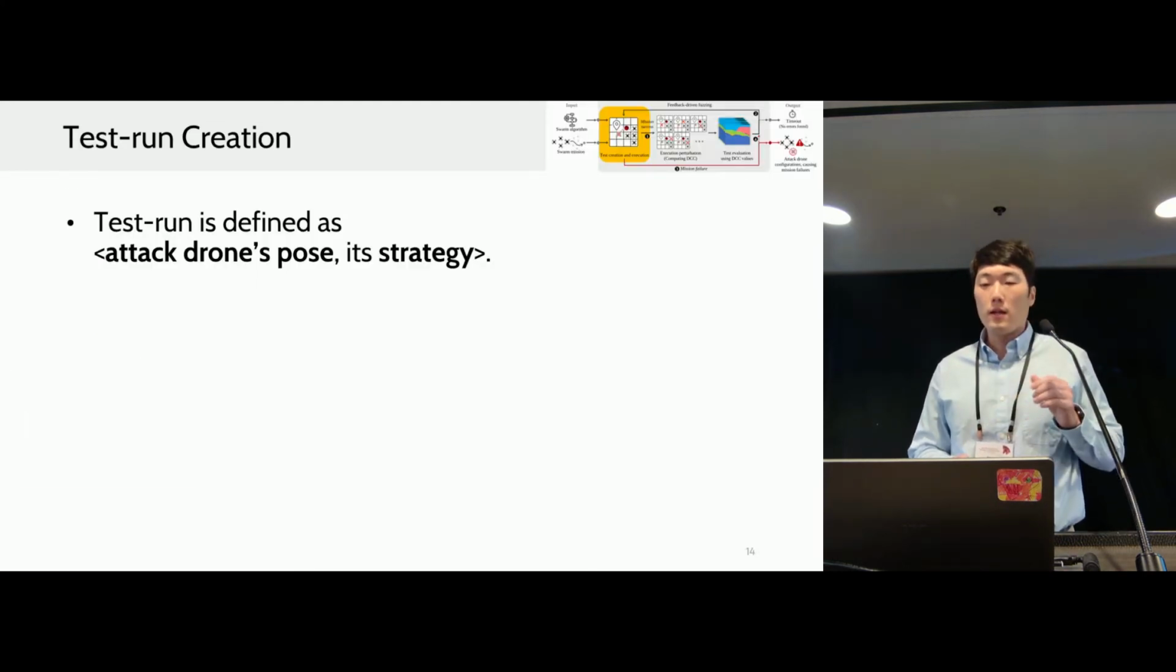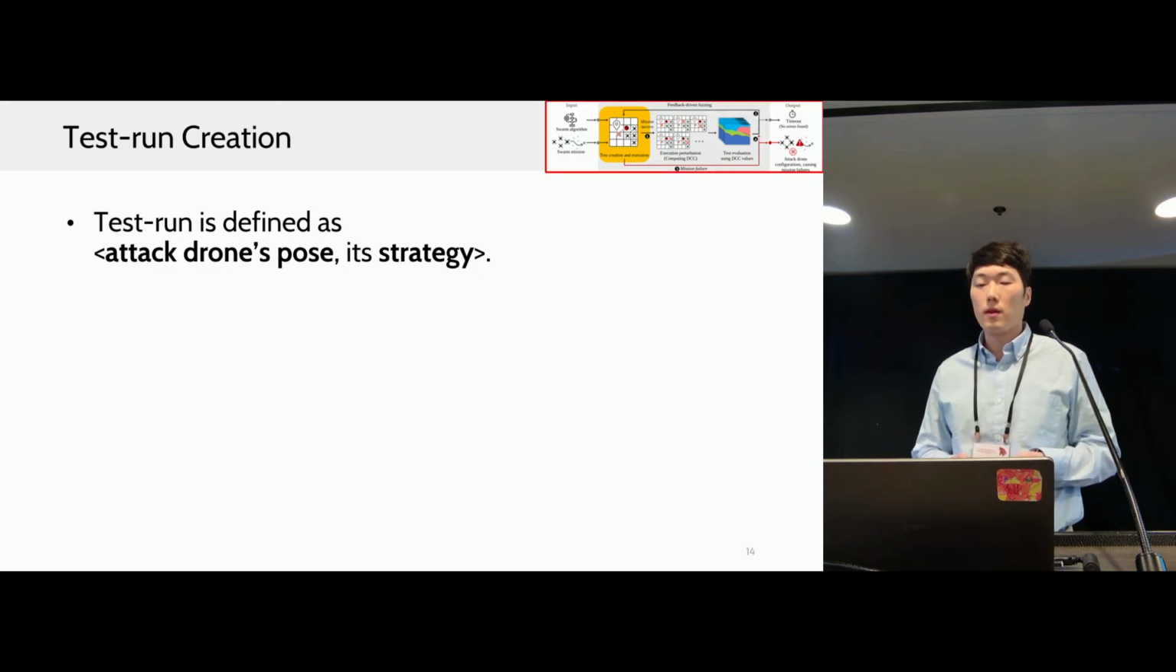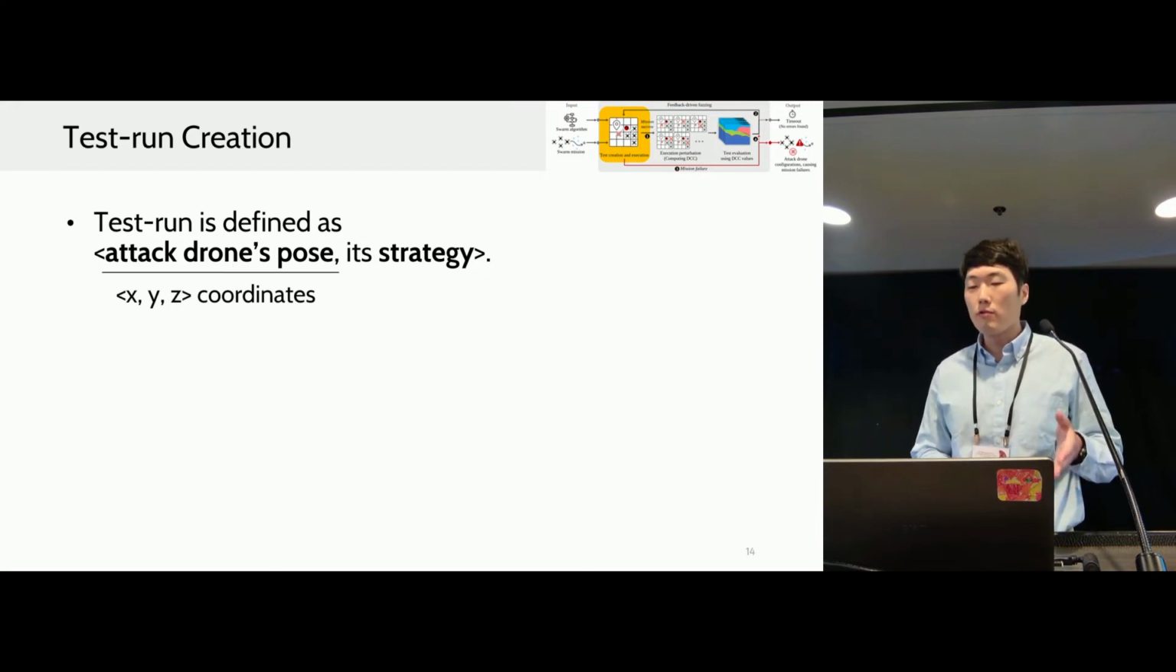On the right top side is a minimap of the overview, and the yellow highlighted part is the test run creation, which is the first step of SwarmFlawFinder. Let's look at this step, test creation. We define a test run as two vectors. The attack drone's pose is a point in 3D space where it is spawned.